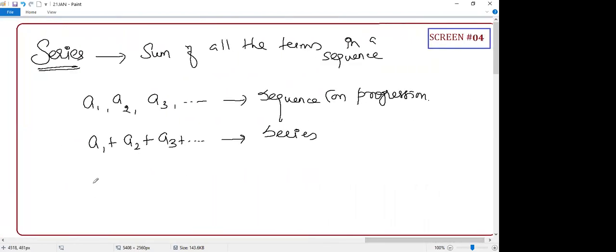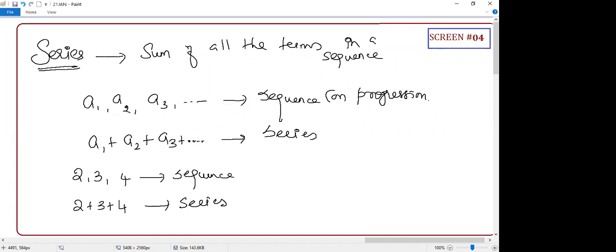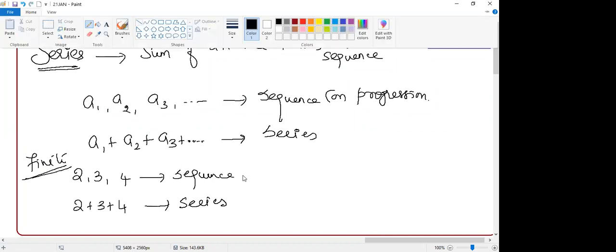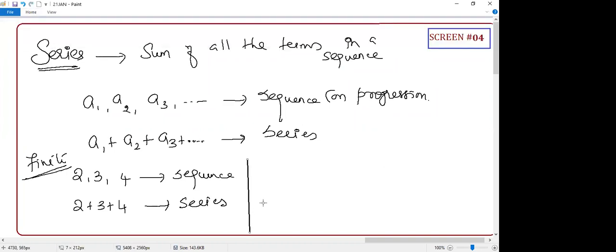Similarly, a series can also have the same thing. We do the same for decimal places in an irrational number. Yes, you are right. You can do it in series also. For example, 2, 3, 4 is called a sequence. 2 plus 3 plus 4 is called a series. Both of them are finite. Yes or no? So a finite series means what? Can you tell me what is finite series? A series contains a finite number of elements. Only the word differs: series means series, sequence means sequence.